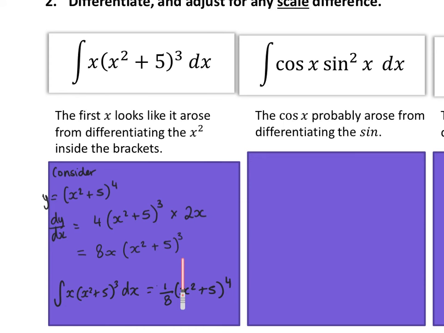Okay then, so the next question. Consider cos x sine squared x. Which one's got the highest power? Sine squared of x. Now if I was to differentiate to get that, I need to add 1 to the power, don't I? So it's actually sine cubed of x. So I say that. So consider y equals sine cubed of x. So really we'd have sine of x cubed. This is what y equals.